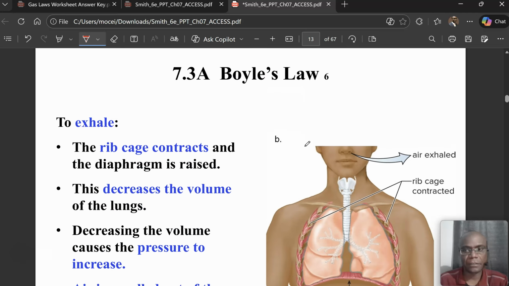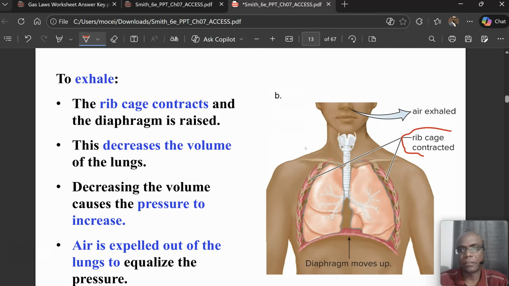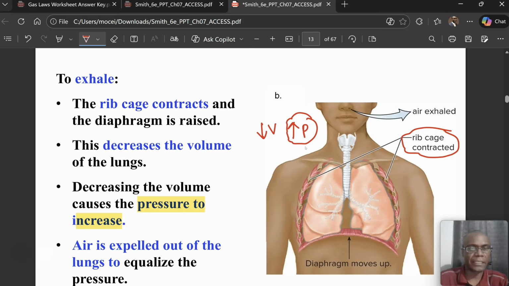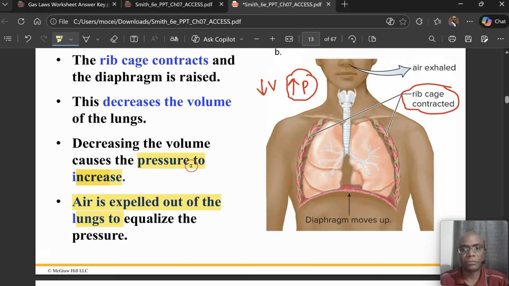As you exhale, the rib cage does the opposite. It comes together, so you're decreasing the volume. Decreasing the volume of the rib cage increases the pressure within the rib cage, and as a result the gas or air is going to be expelled out to equalize the pressure and accommodate the smaller volume. Okay, so that's the application.